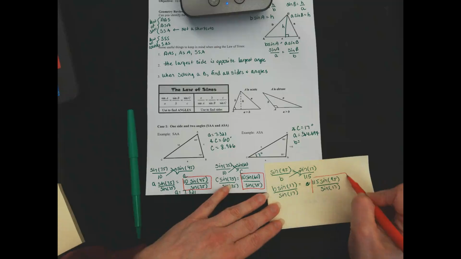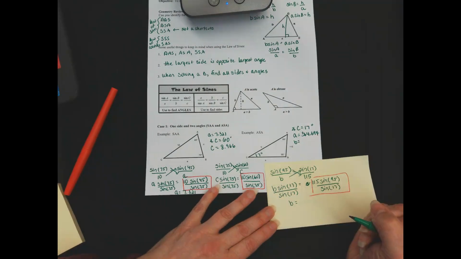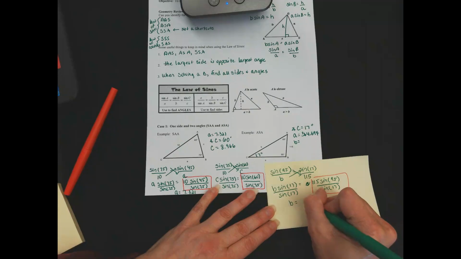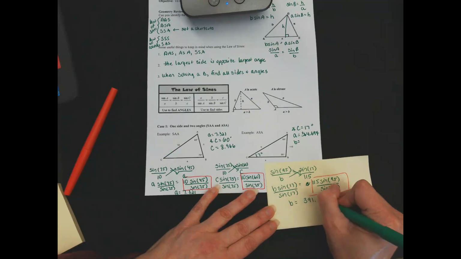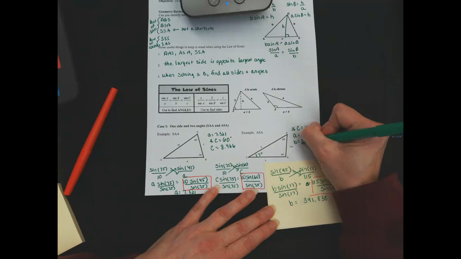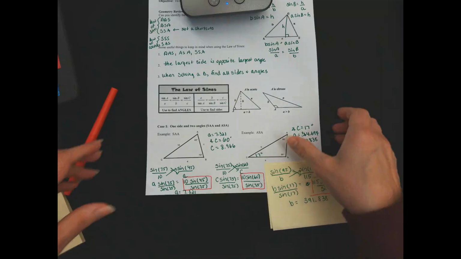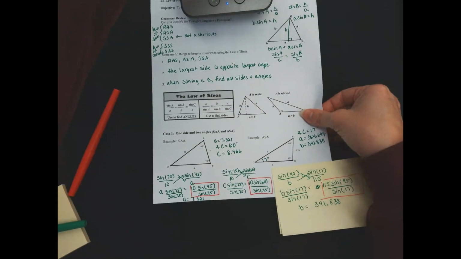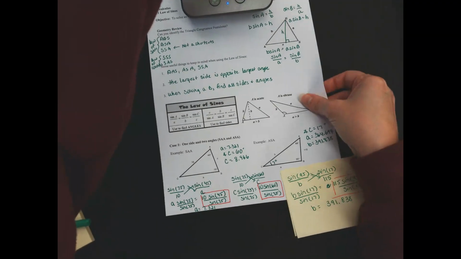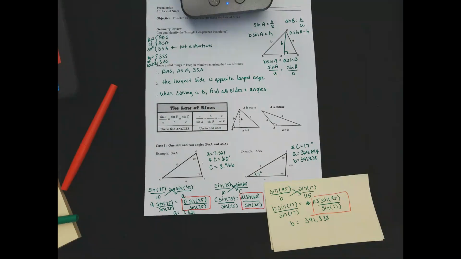I'm going to pop that into my calculator. This just means I've got B by itself. When I pop this in, you should get 391.838. And again, double check this, and if you're not quite getting the same numbers I am, double check the mode of your calculator. You should have everything in degrees since our angles are being given to us in degrees. I know we did a lot with radians for a while. Now we're back to degrees because most of our angles are going to be given to us in degrees.